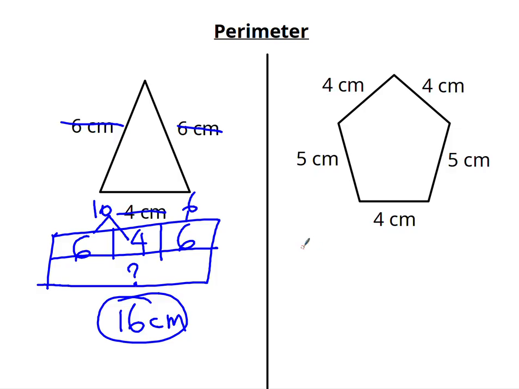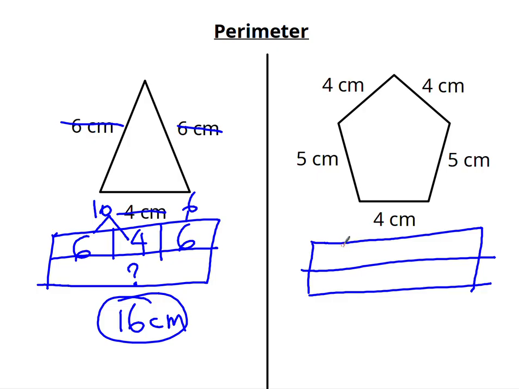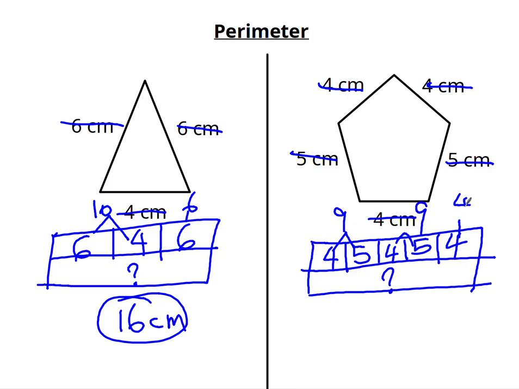On the second example, there are 5 sides on this shape. This is a pentagon. So we're going to draw a strip diagram with 5 boxes on top. 1, 2, 3, 4, and 5 parts. We are filling out the numbers: 4 centimeters, 5 centimeters, 4 centimeters, 5 centimeters, and 4 centimeters. We don't know the total. Again, we're going to add them up. 4 plus 5 is 9. 4 plus 5 is 9. Here's another 4. 18 plus 4 equals 22 centimeters. That is the answer for this picture.